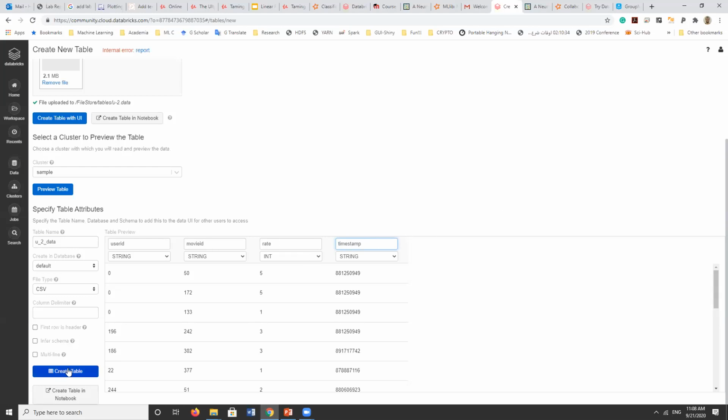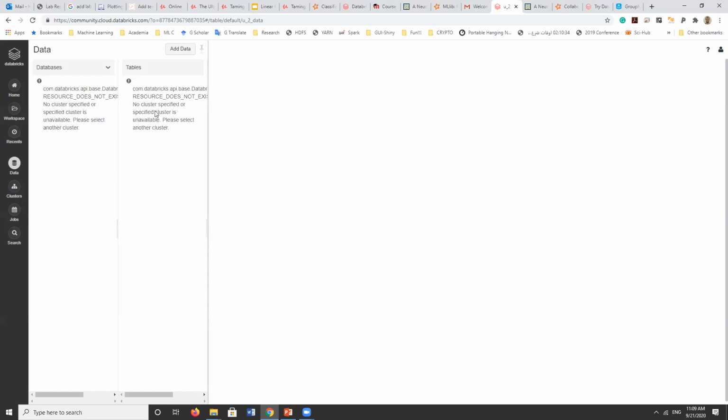That's it. Now my table is created. Click on that. I got an error. I'm not sure what happened, but it's okay. I already imported the table. If you click on data, it should be somewhere. On the data, I click on sample tables.